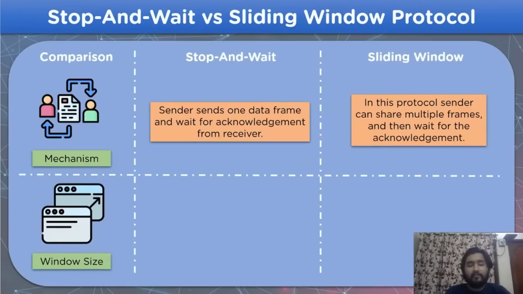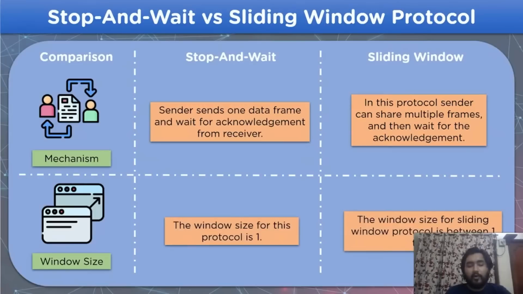Let's move on to the next comparison, that is based on the window size. On the basis of window size, the stop and wait protocol is always fixed at 1. As for the sliding window protocol, as we saw in earlier slides, it varies according to the scenario in the network channel. Let's take a look at some other comparisons too.